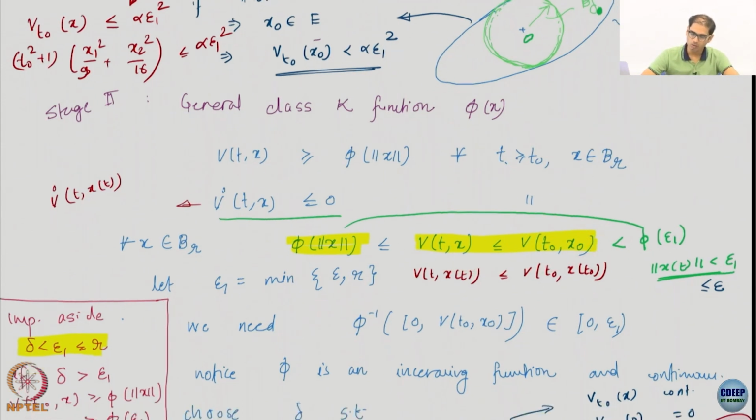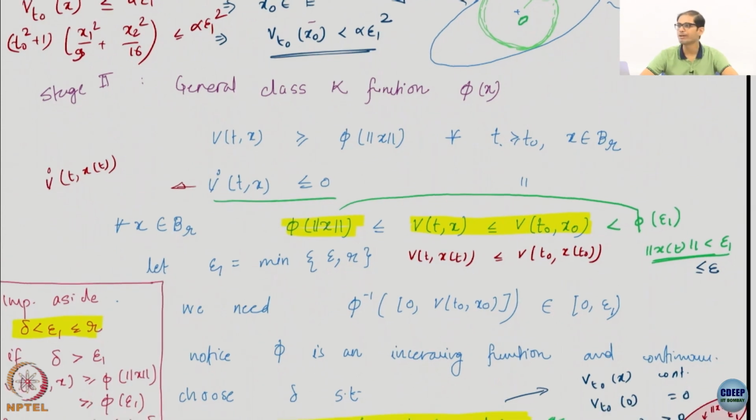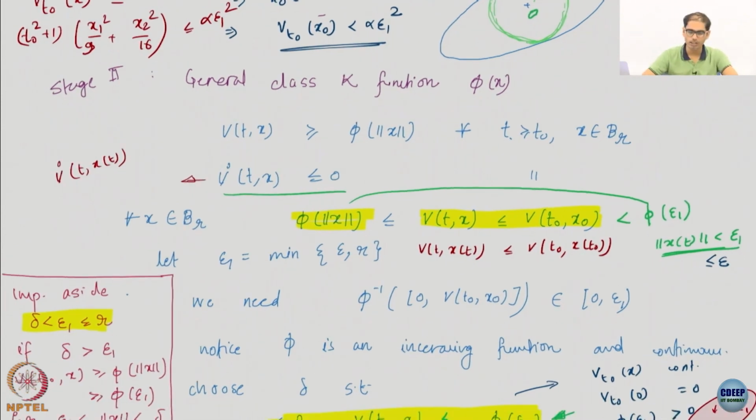Now what do I claim, or what do I want? Earlier I wanted alpha epsilon 1 square on the right hand side. Now I say I just have on the right hand side less than phi epsilon 1. I just use this function itself. So I have phi epsilon 1.